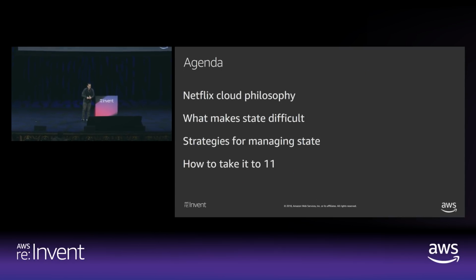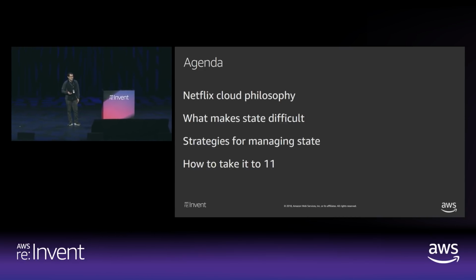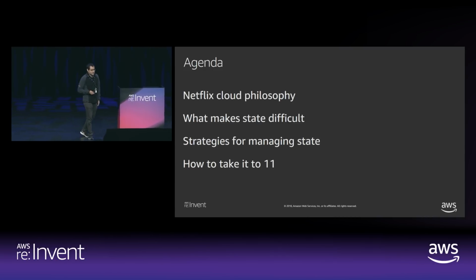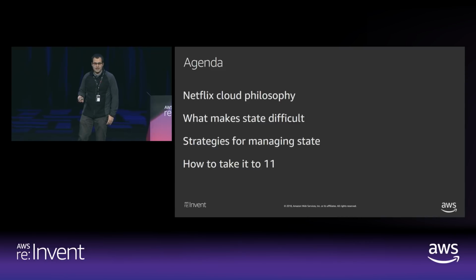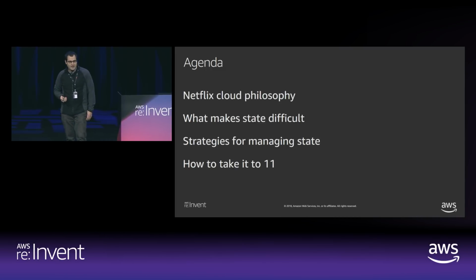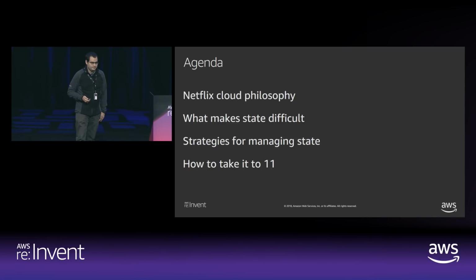Today, I would like to talk to you about four main things. I'm going to start with a little bit about Netflix's cloud philosophy, how we approach deploying services into the AWS cloud. Then I'm going to talk about what makes stateful services particularly difficult and challenging to deploy to cloud environments. And then I'll get into, in my opinion, the fun part of the talk, where we'll be talking about how do we actually solve these problems? How do we manage state in the cloud? And then I'll close with a couple of order of magnitude improvements where little changes can make big differences in how you manage state.